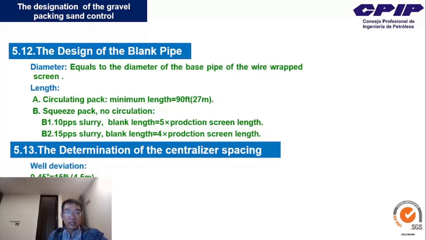The well deviation from 0 to 45 is 15 feet, from 55 to 60 is 15 feet, and above 60 is 5 feet.